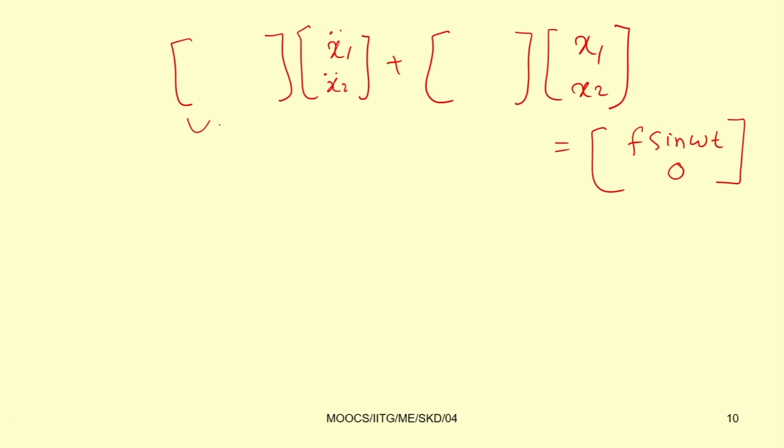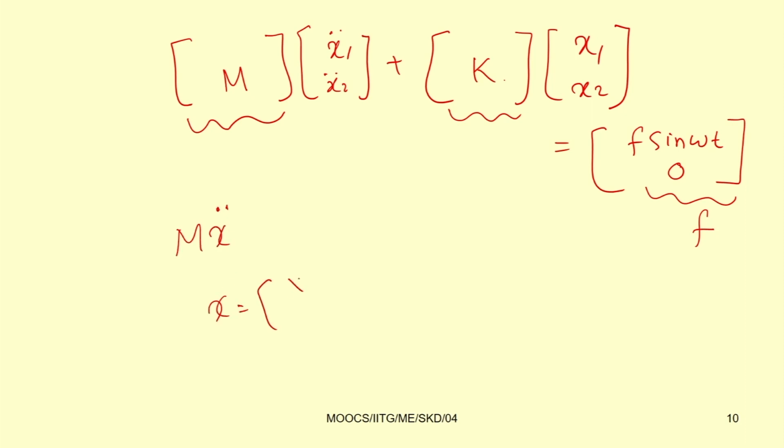So, we can write it in matrix form. This matrix is known as the mass matrix, and this matrix is known as the stiffness matrix. This vector can be written as the force vector. So, the equation of motion can be written in this form: m x double dot plus k x equal to f, where x is a vector, x 1 and x 2.